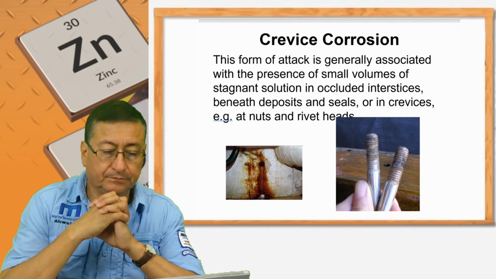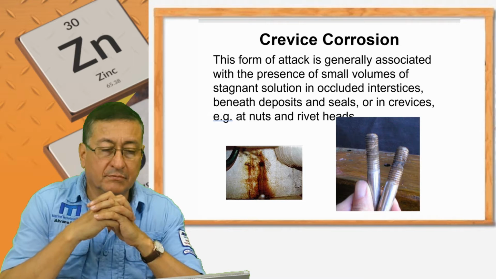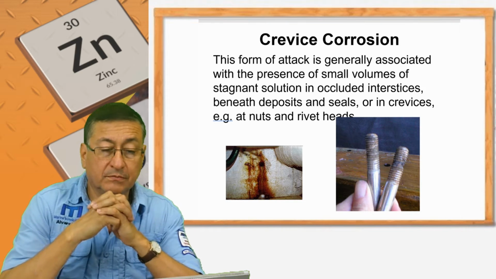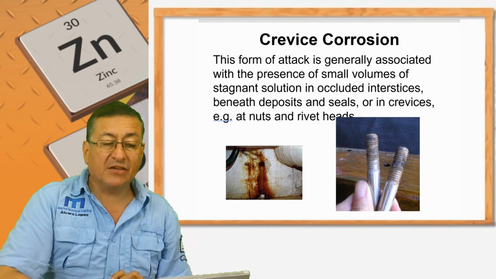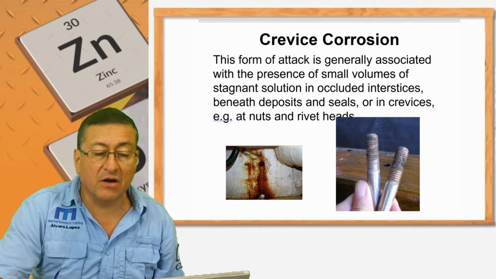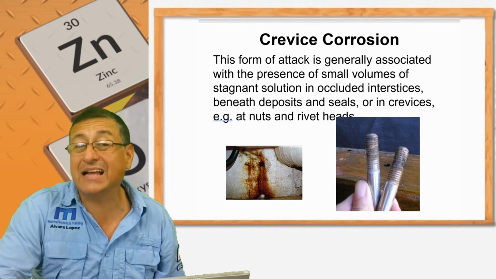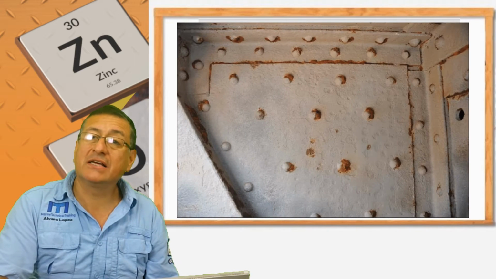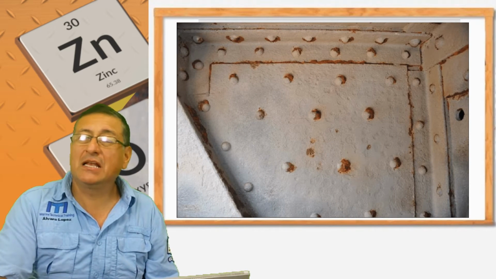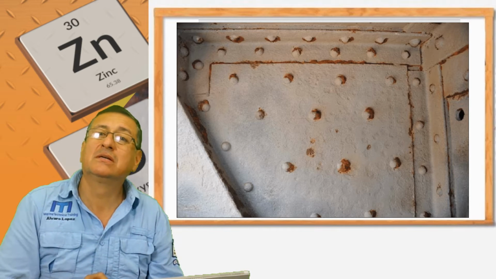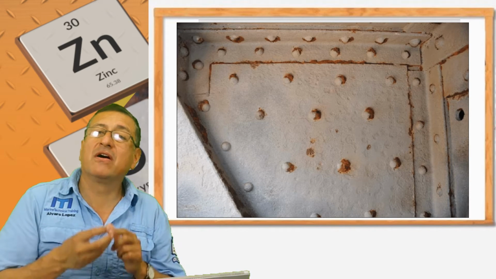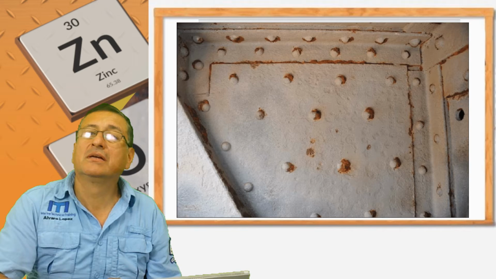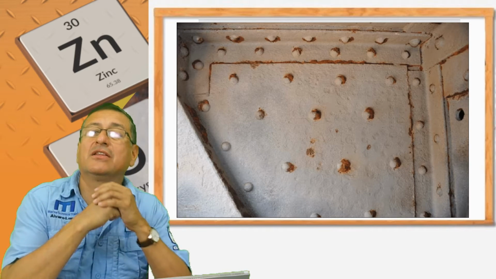Crevice corrosion. This form of corrosion is generally associated with the presence of small volumes of a stagnant solution in an interstice, producing a crevice, especially in between bolts, when you have rivets. You have humidity accumulated over there.